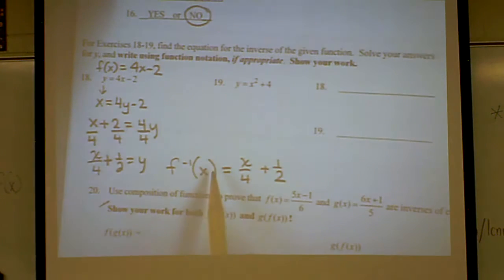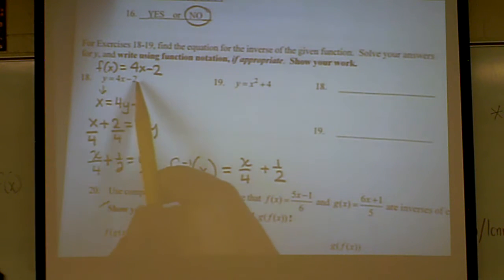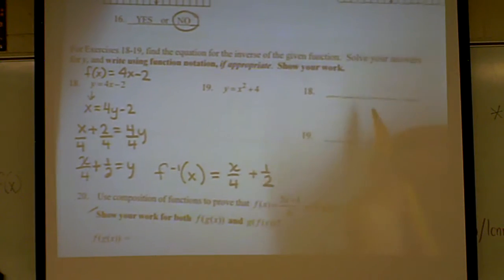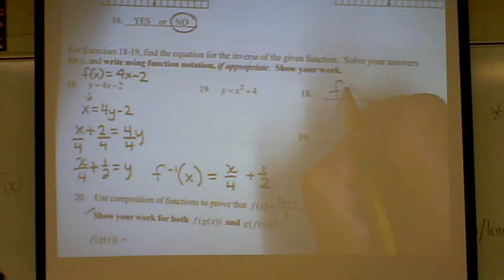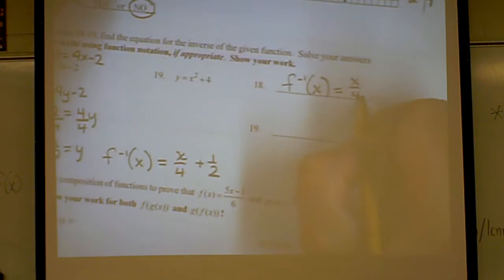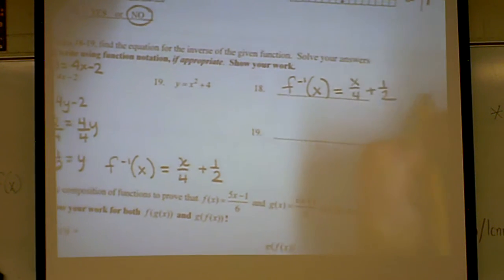How do we know that this is a function? Because this is a line, the graph is a line, it passes the horizontal line test, so its inverse is a function. So you need to write f inverse of x is equal to x over 4 plus 1/2. This was worth 3 points.